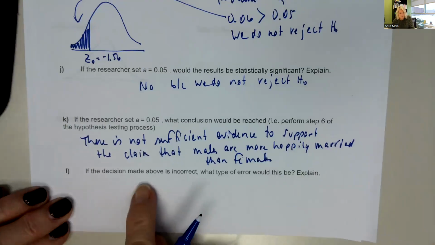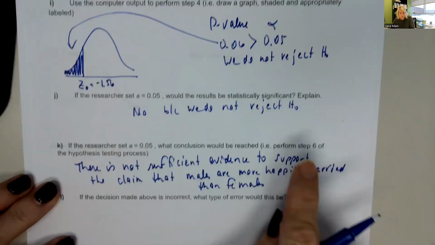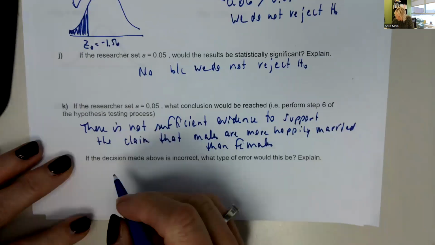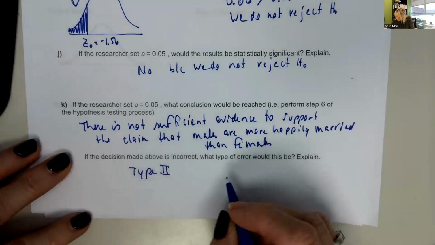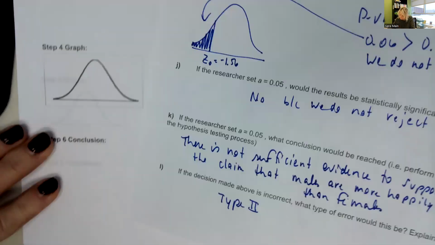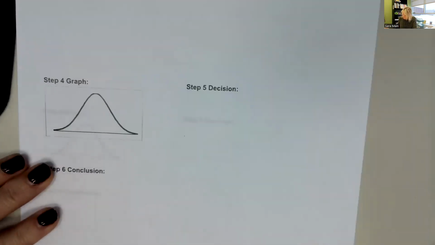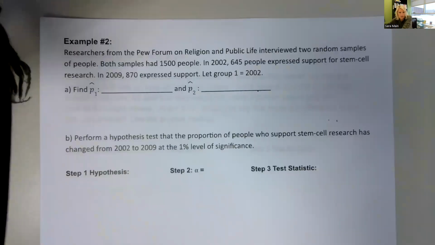If the decision made above is incorrect, what type of error would this be? So we do not reject H0, so that means it would be a type 2. Type 2 is do not reject H0 when H0 is false. Good example.